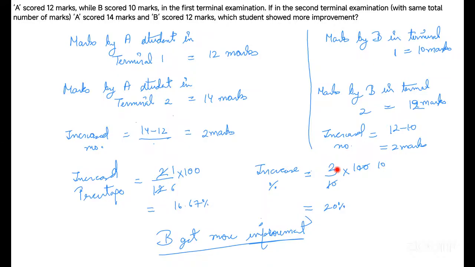Then I will solve it. I get the answer: A got 16.6% as an improvement and B got 20% as an improvement. Then it means that B shows more improvement. Did you understand? Sir, it should be 16.66%, right?